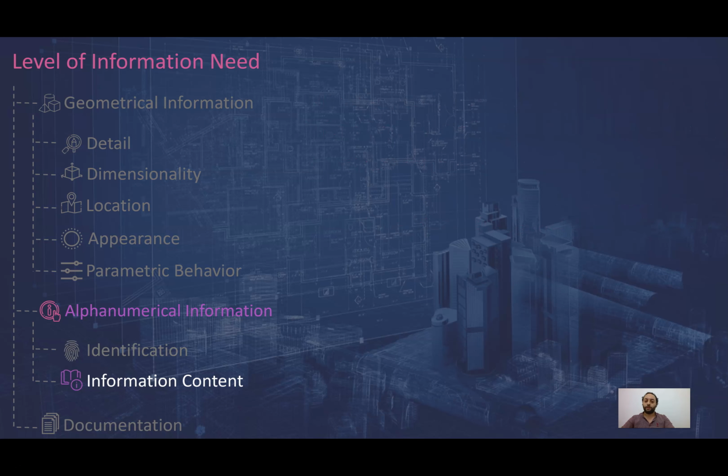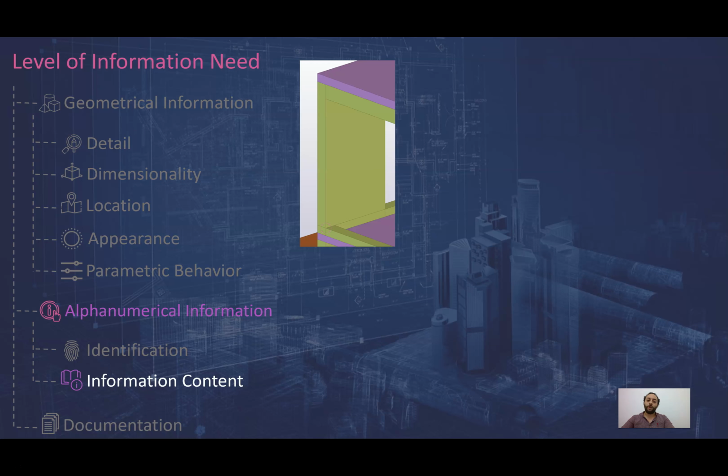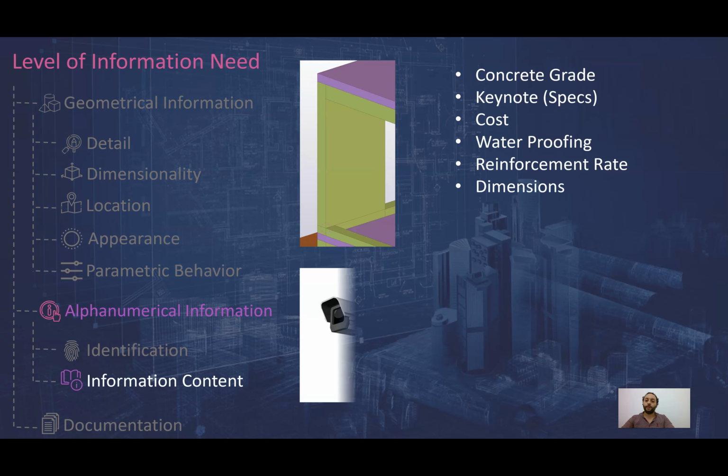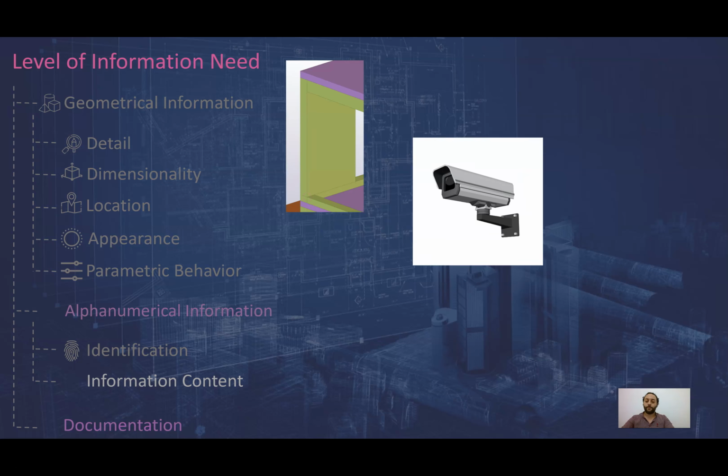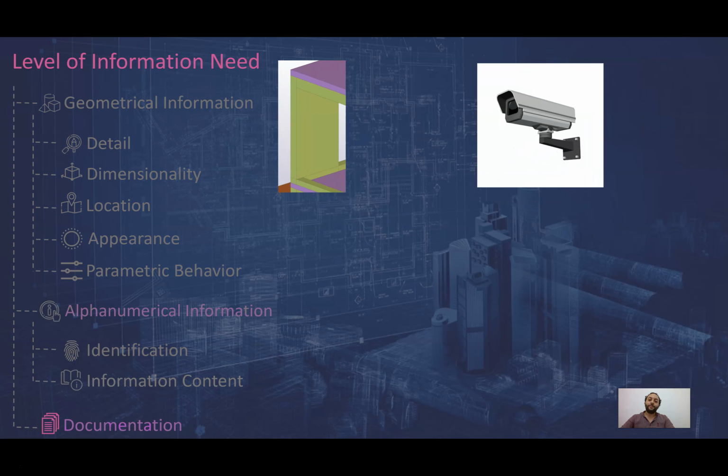The information content. We need to specify the information content in terms of the purpose milestones. We will talk about that after 1 minute. For this column, for example, we need the information of concrete grade, keynote, specs, cost, waterproofing, reinforcement rate, and dimensions. For this CCTV camera, we need the technical specs, cost, manufacturer name, and service life duration. So each element is different from other elements.